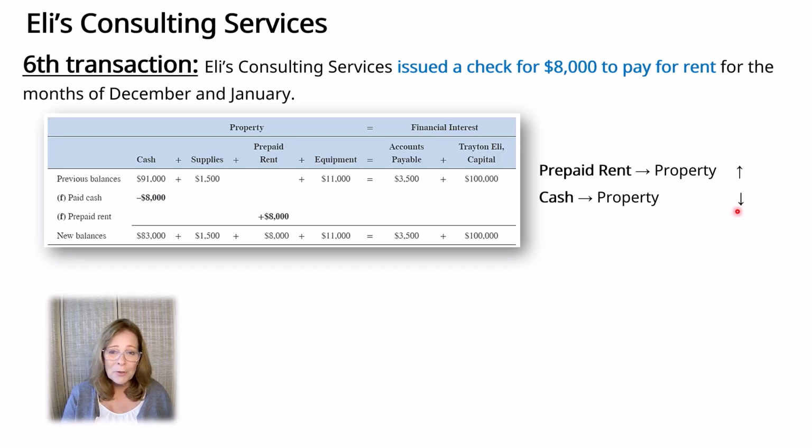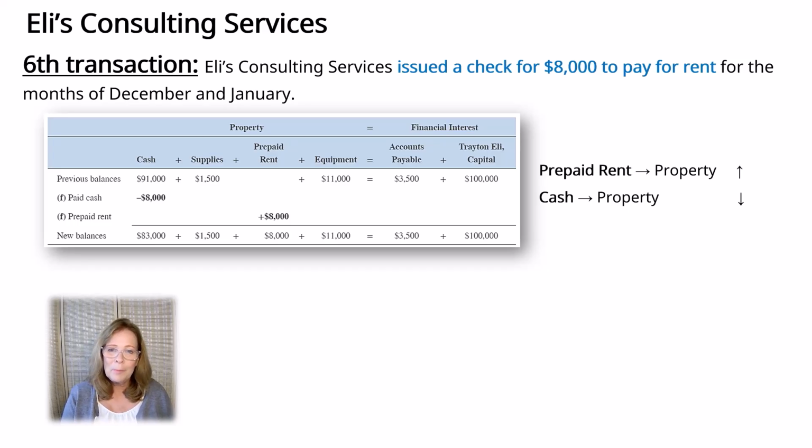To record this transaction, we'll add a new account, prepaid rent, to the property side of our equation and add $8,000 in that column. We need to also reduce cash by $8,000, so let's write minus $8,000 into the cash column. And let's double check that our equation still balances. Cash, supplies, prepaid rent, and equipment total $103,500. And so does the financial interest side of the equation, which means that we still balance.